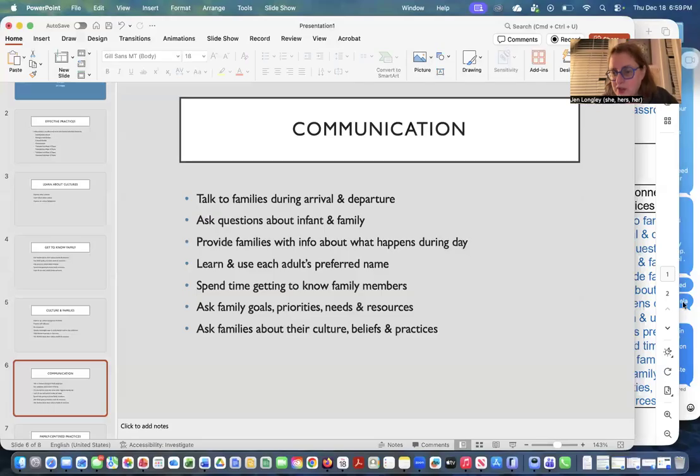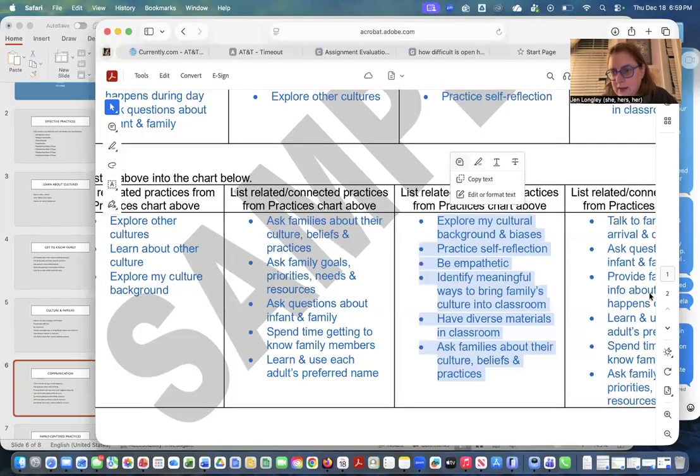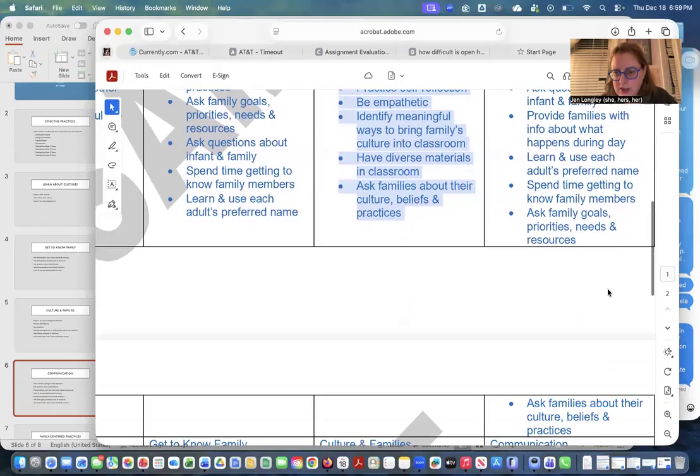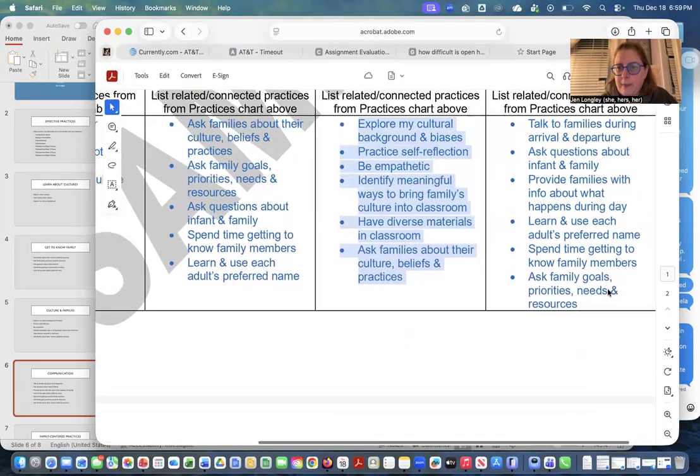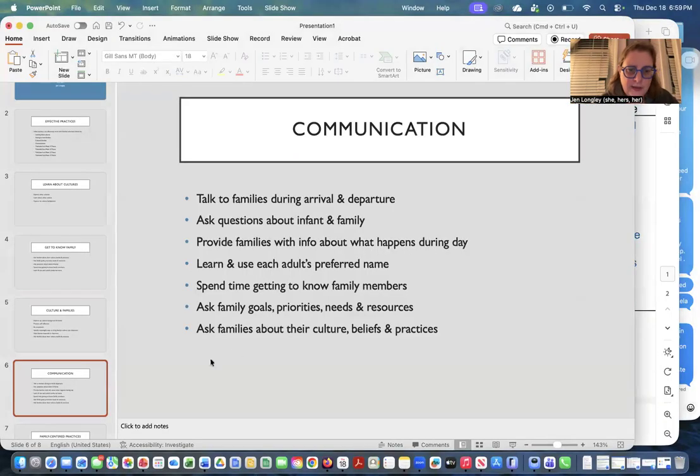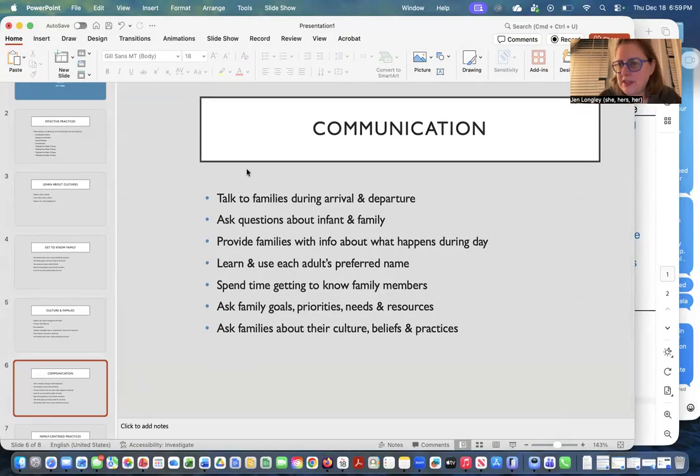Last for my week 5 chart is communication. Here they are. Communication. It goes on to the next page. Copy them all, put them on. There I have communication. What does that mean? What should infant teachers do? They should talk to families during arrival and departure, ask questions about the infant and family, provide family with info about what happens during the day. You learn and use the adult's preferred name. Spend time getting to know family members, right? That's what it means. That's what infant teachers should do.